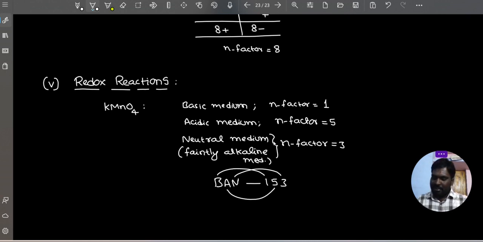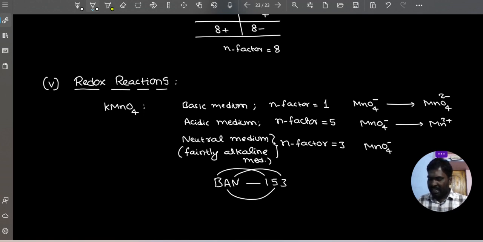Understood? In basic medium, permanganate ion is converted into manganate MnO4 2-. In acidic medium, permanganate is converted into Mn2+. In neutral medium or faintly alkaline medium, MnO4- is converted into manganese dioxide. By the ion electron method or oxidation number method we can calculate n factors. You will learn those methods in the redox reactions lesson.